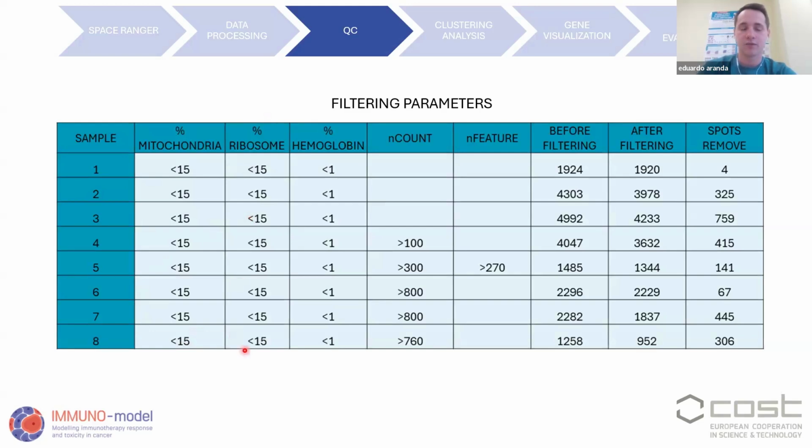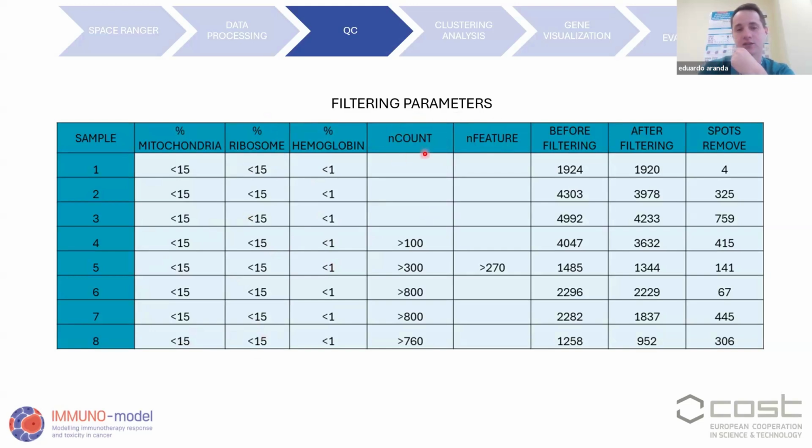Later, the same parameter has been used for the ribosome, but we have not removed any spot with this parameter. For hemoglobin, we have established 1% to remove regions with blood that can also lead to a bias. And also we introduce nCount and nFeature.